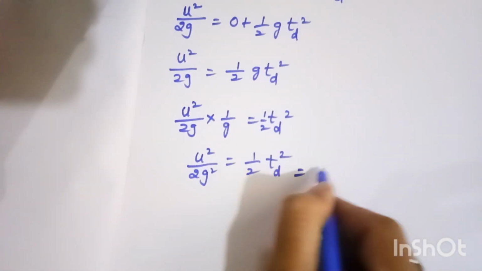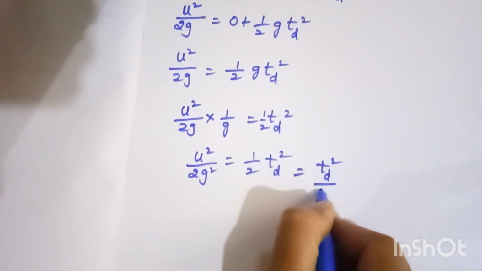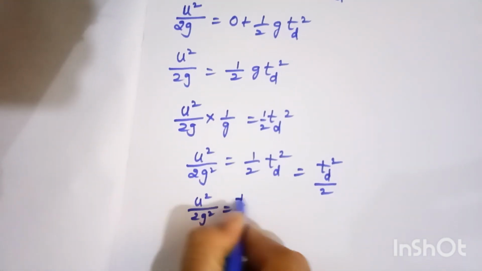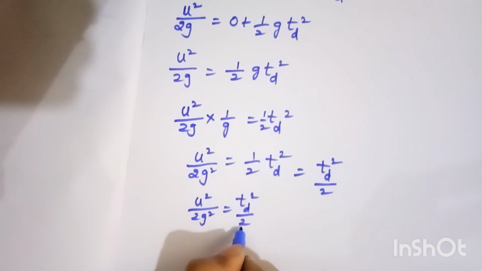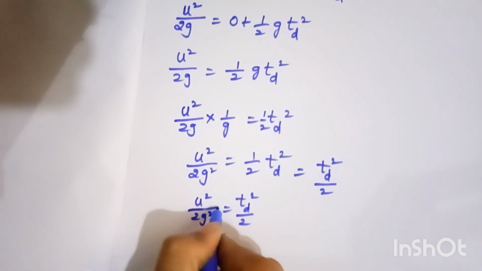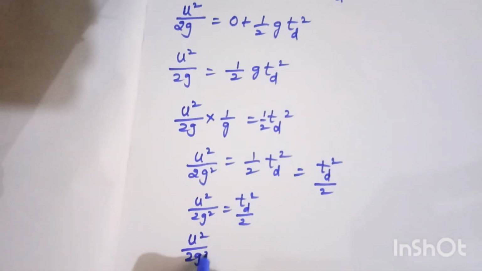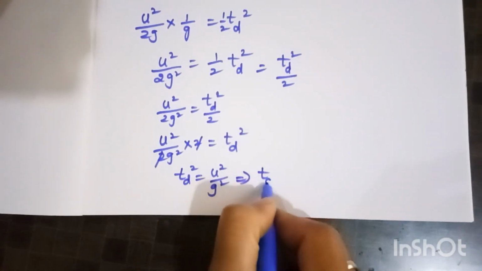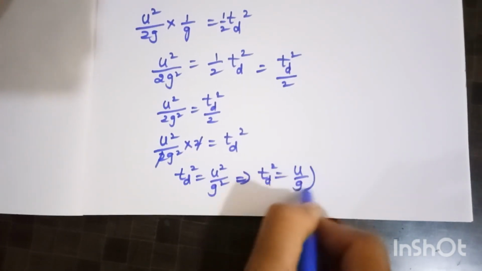This can be written as td square by 2. So u square by 2g square equals td square by 2. So 2 is dividing here, I am sending it to the left hand side, it will multiply. U square by 2g square into 2 equals td square. 2 will be cancelled. So td square equals u square by g square. This can be written as td square equals u by g whole square.